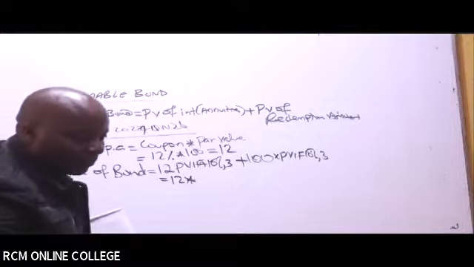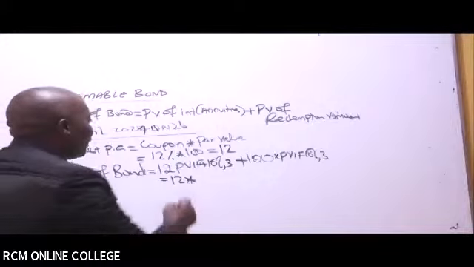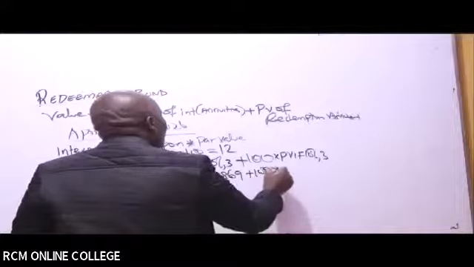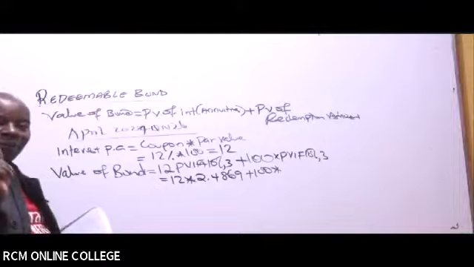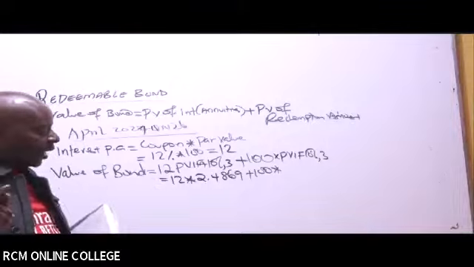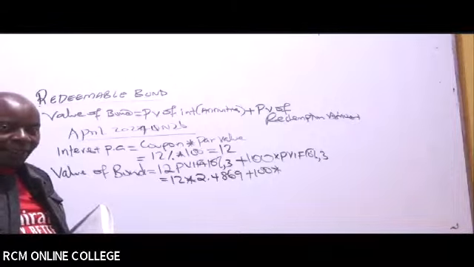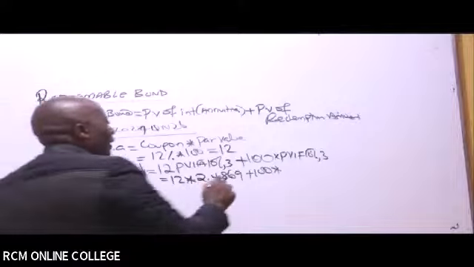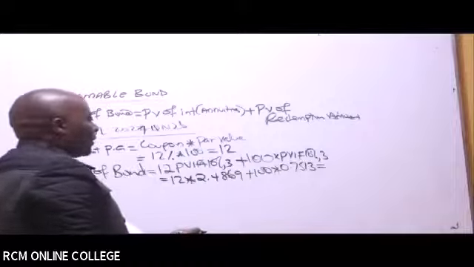From your annuity table, they're giving me 2.4869. So we have here 2.4869 times 12, plus 100 times the PV factor, 10%, 3 years. Now from the other table, not the annuity one, we have here 100 times PVIF, 10%, 3 years. PVIF is 0.7513.